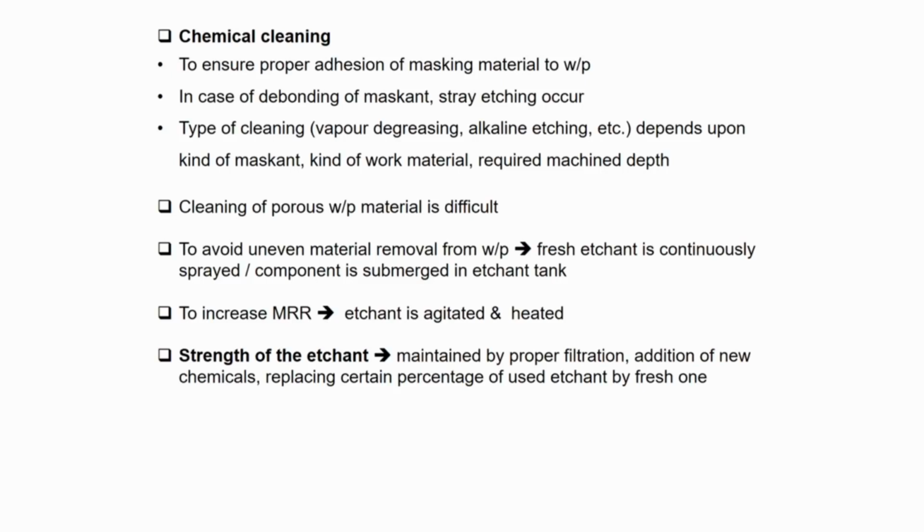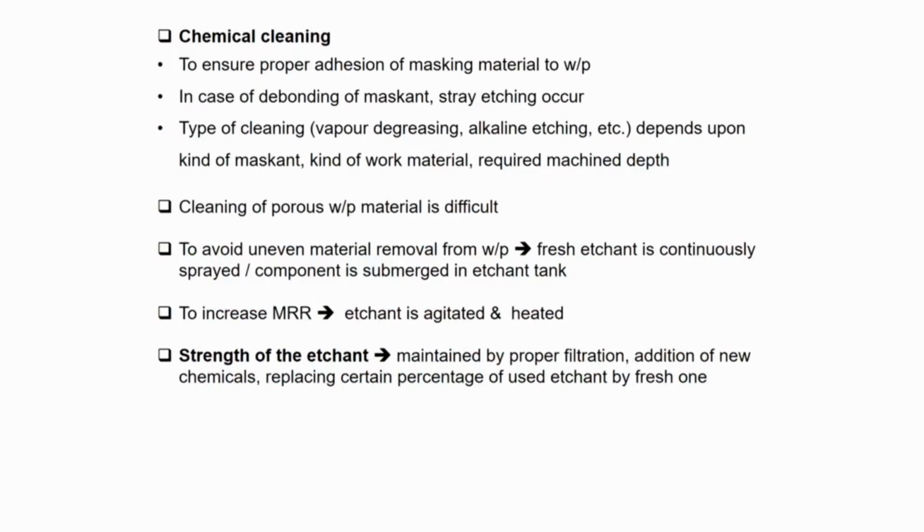Cleaning of porous material is very difficult because of the porosity. During machining, to avoid uneven material removal rate, fresh etchant is continuously supplied into the etchant bath, or a certain portion of the etchant is removed from the etchant bath and replenished with fresh etchant. So either you can add etchant into the etchant bath, or you can take away a certain portion of the etchant from the bath and replenish it with fresh etchant.